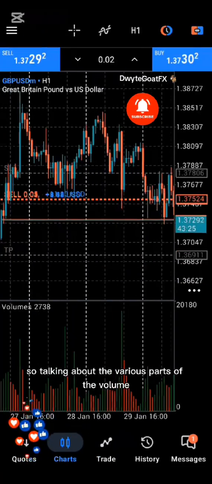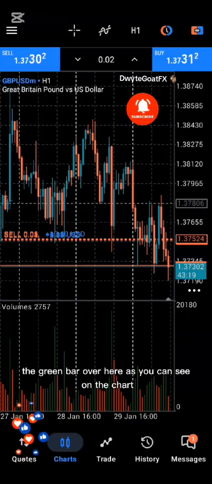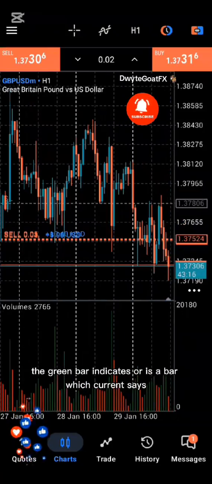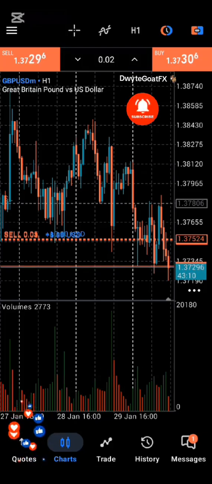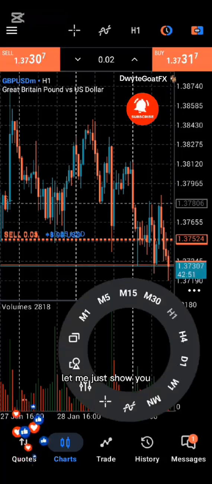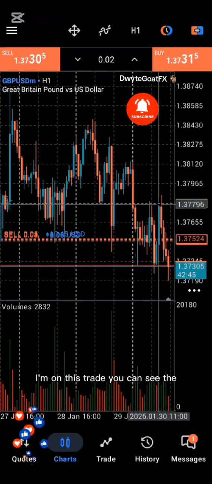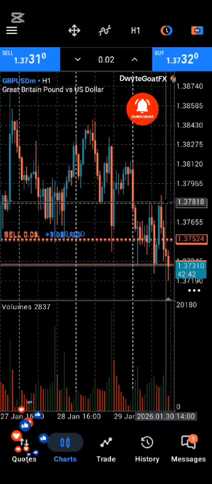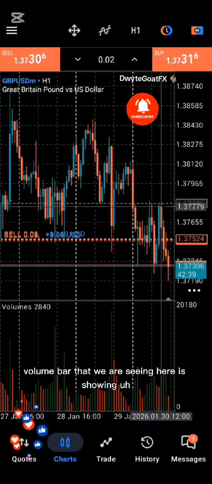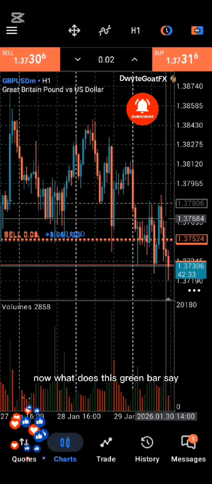Talking about the various parts of the volume, first we have the green bar. The green bar, as you can see on the chart, indicates that the current candle is higher than the previous candle. Let me just show you. Right now on this chart and on this trade, you can see the previous volume bar that we are seeing here. It's showing green. Now what does this green bar say?